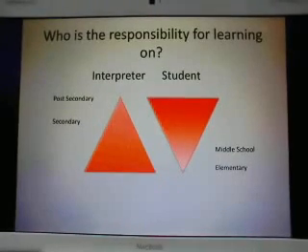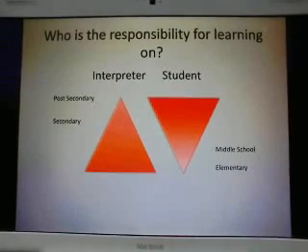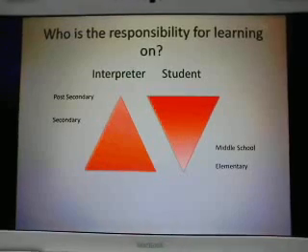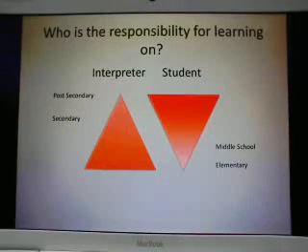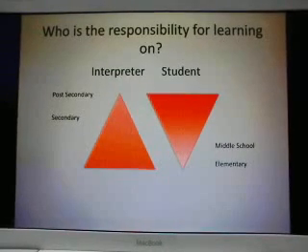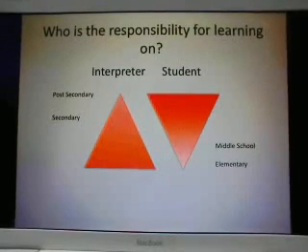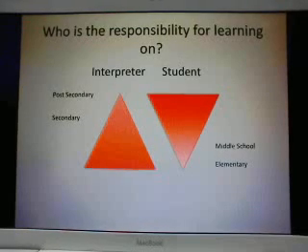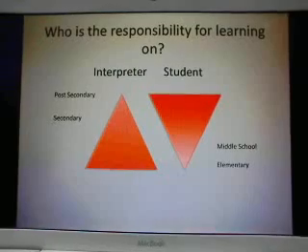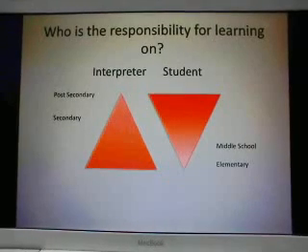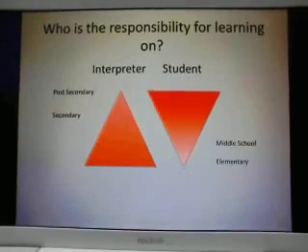But since we're in the secondary setting, the interpreter's responsibility is more and more only in the classroom, and the outside additional responsibilities such as note-taking, that's on the student. Really, when you get to the secondary and post-secondary level, you can see that the interpreter does not have a lot of responsibility, and the student does. It's on the student to come to class prepared every day, ready to learn, and to do the prep work so they're ready for the lesson.